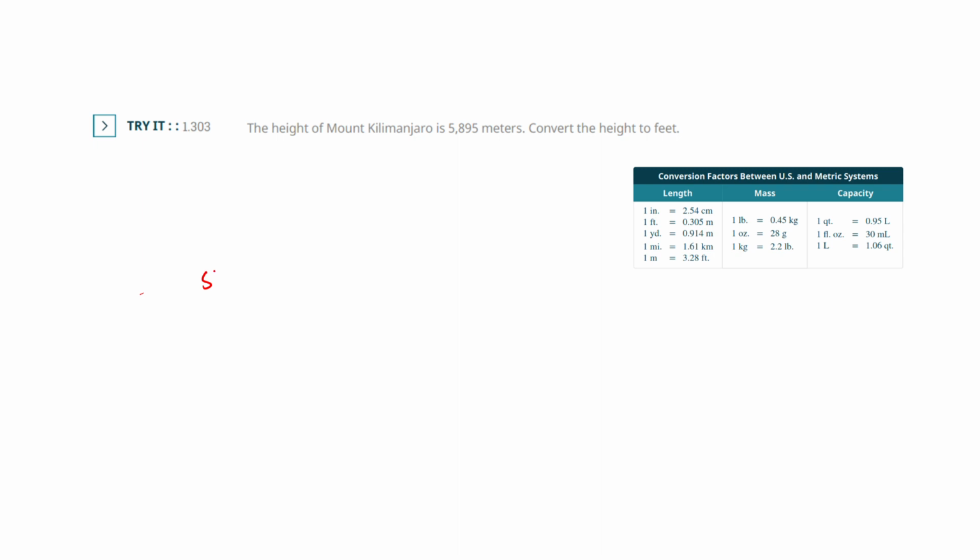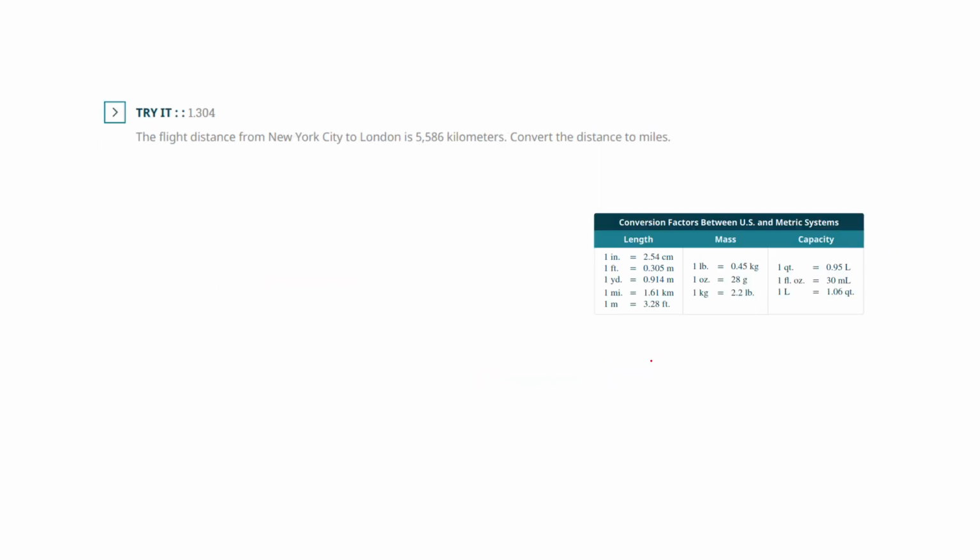Okay, so we've got 5895 meters, and we want to change this to feet. So we need meters to feet. We got right there. So make sure your unit is going to cancel diagonally. Meter, meter. All right, so we're multiplying across the top here. 5895 times 0.28. I get 19335.6 feet.